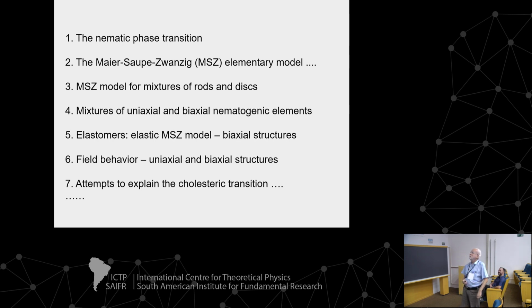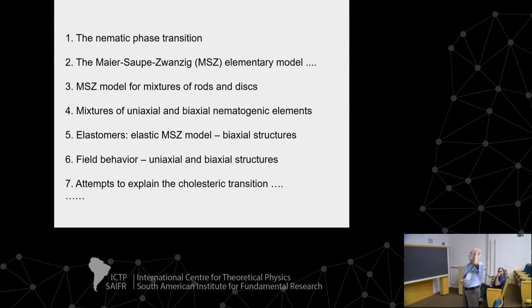I'm going to talk about the nematic phase transition, and then I'm going to introduce a model which I call the Maier-Saupe-Zwanzig elementary model. This is indeed, I think, the most elementary model we can think about to look at those phases.